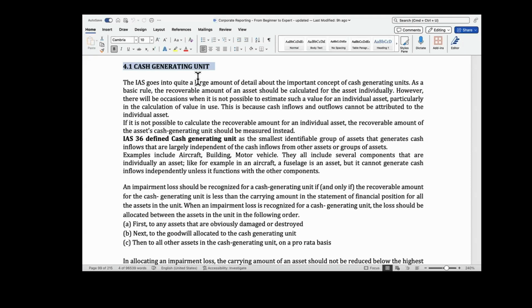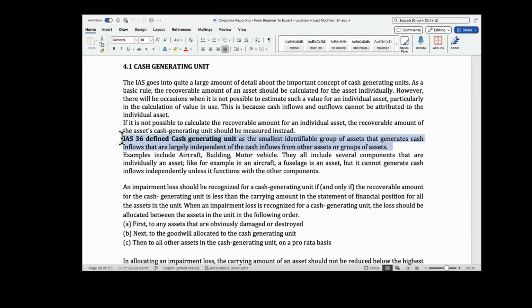So that is why IAS 36 defined cash generating units as the smallest identifiable group of assets that generate cash inflows, largely independent of cash inflows from other assets. So you have to have it in mind that the only essence of cash generating units is to help us get the recoverable amount of a group of assets. That is its purpose in life. As soon as you get the recoverable amount, then its purpose has ended.